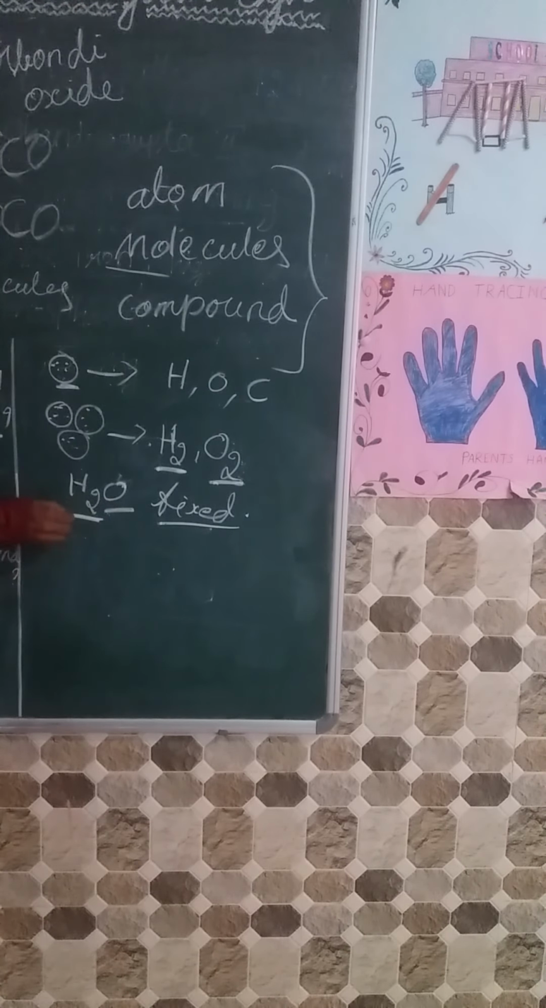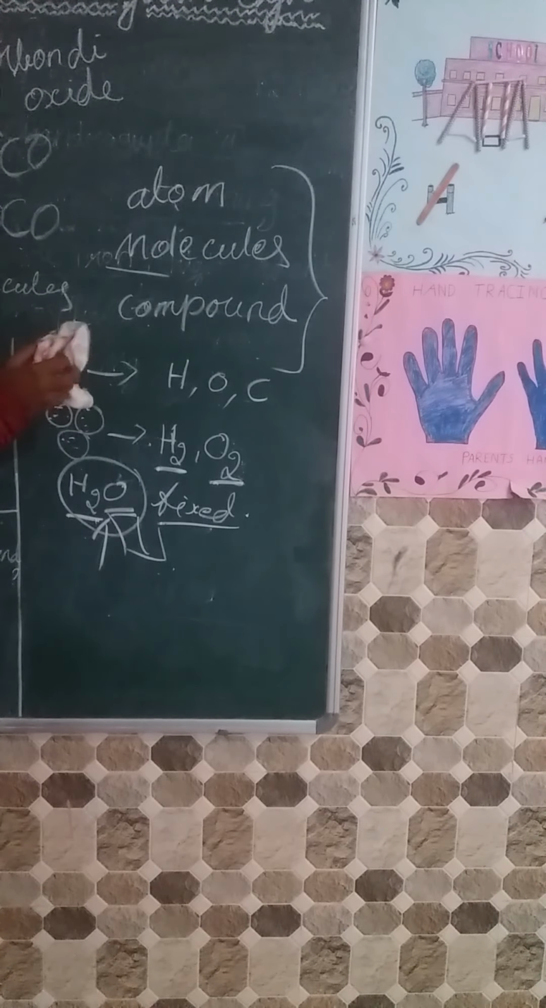So two atoms of hydrogen and only one atom of oxygen: this is the water molecule. Here H2O2 is not water; that is hydrogen peroxide, another formula. Only H2O is the formula for water. So this is the compound. Now I need to explain what a constituent is. Let's see this constituent.